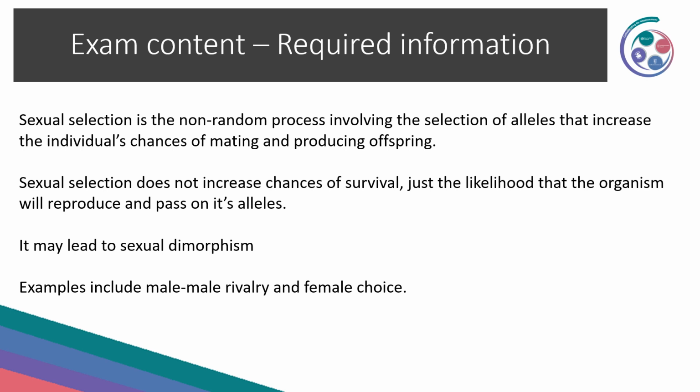This particular method may lead to sexual dimorphism. So sexual dimorphism being the differences between males and females in a particular species. It might be appearance, or it might be size, colour, these kind of things. Examples of sexual selection are things like male-to-male rivalry, which can be seen in things like giraffes or walrus, and female choice, which would be something like licking, which is part of this particular unit as well.